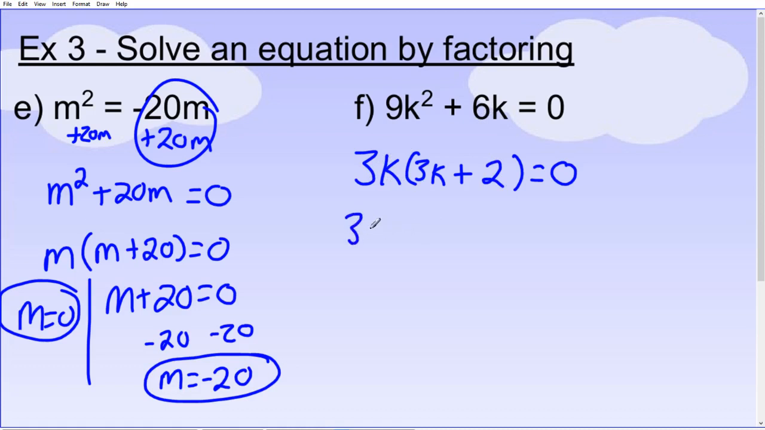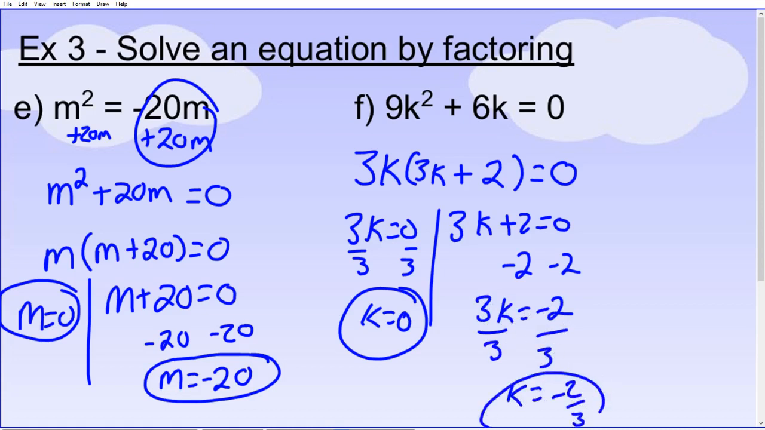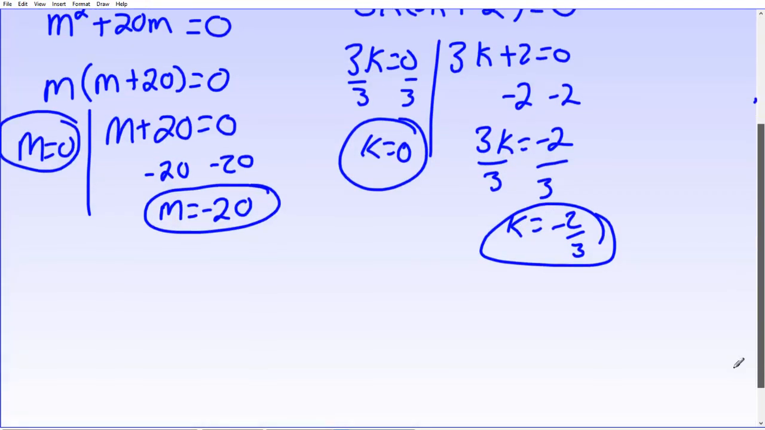Alright, so when I solve, either 3k equals 0 or 3k plus 2 equals 0. Here, dividing by 3 on both sides gives me k equals 0. On the other side, when I subtract 2 on both sides, 3k equals negative 2. Divide by 3, and k equals negative 2/3. There you go, my people in the back. So k equals 0 and negative 2/3 were my two solutions.